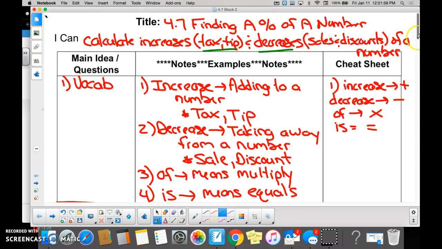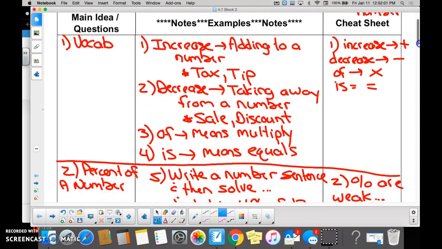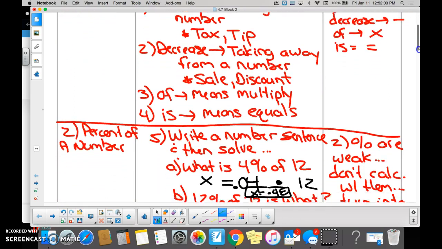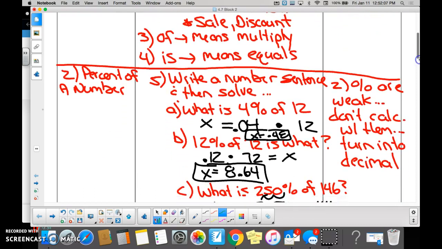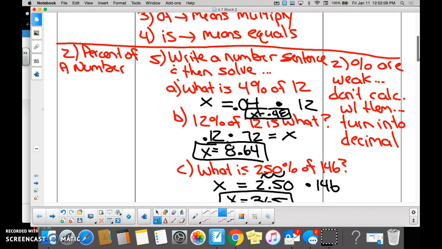Excellent. So I'm going to go quickly through the vocab. Increase, tax or tip, decrease, sale and discount. What does of mean? Multiply. Does is mean? Equal. Writing number sentences. Now that we know what of and is mean, should you be given a number sentence like A here? What is 4% of 12? What does the what represent? Variable. So X. What does is represent? Equal. Because is means what?